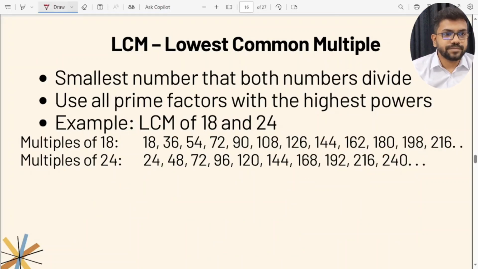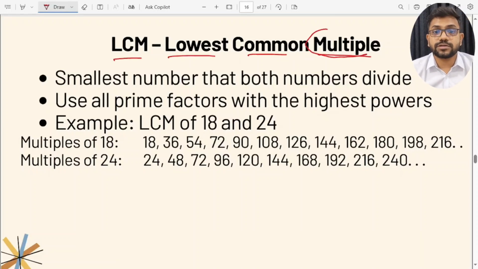Now the LCM, the full form of LCM is lowest common multiple. So this time it is not factors, this is multiples. So I've listed some multiples of 18. You can see that 18 ones are 18, 18 twos are 36, 3 times 18 is 54. This way I have listed up to 260 and the list goes on, because you can multiply 18 by any positive number, you'll get the next multiples of 18.